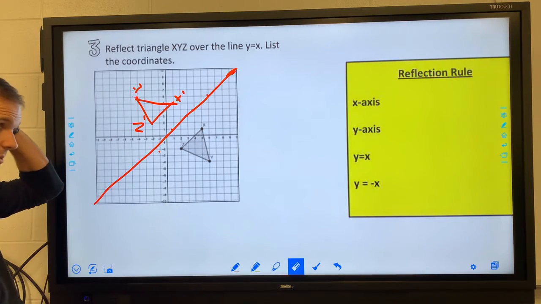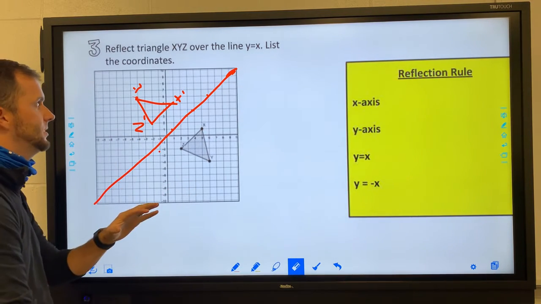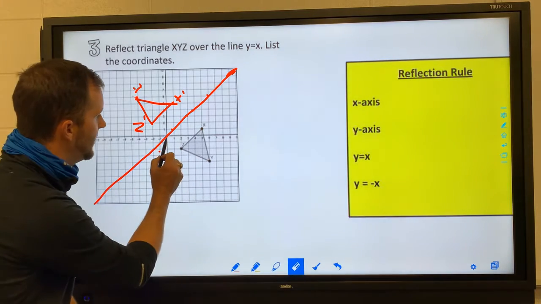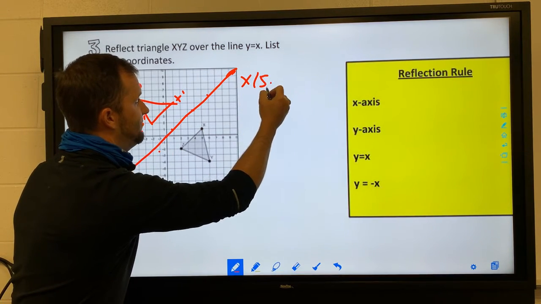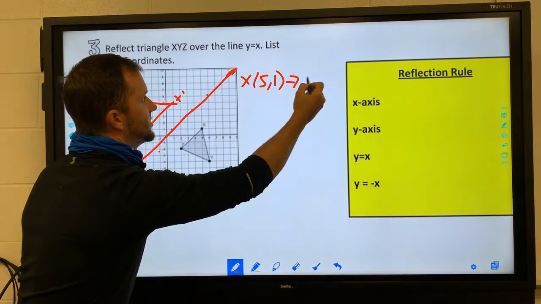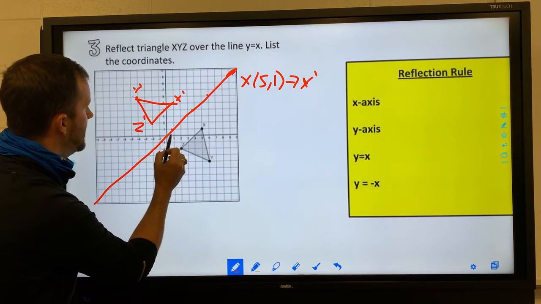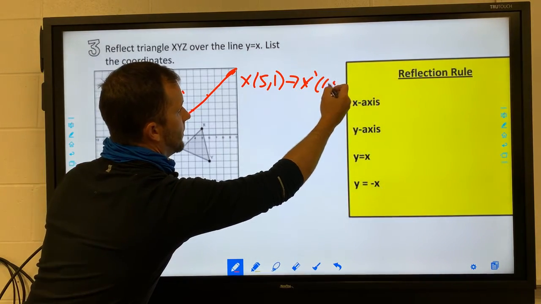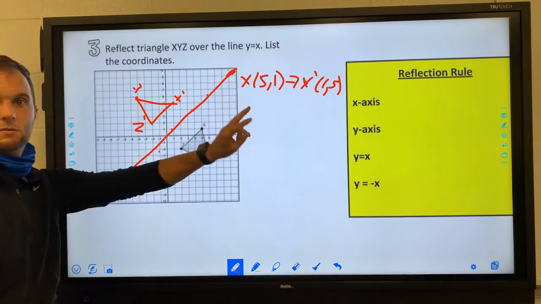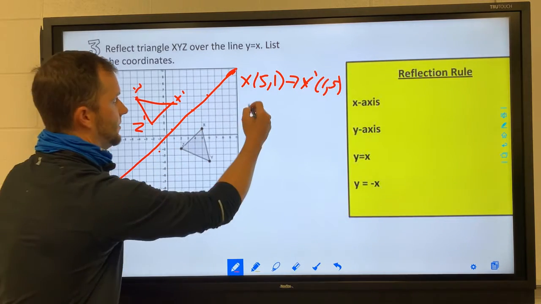So now what I'm going to show you is actually the coordinates and what's going to happen when it changes. So my original X coordinate is going to be 5, positive 1. So X was actually (5, 1). And then it turned into X prime, which is going to be (1, 5). Okay? What do you notice? All it did was flip, right? Let's see if that rule changes still or is the same.